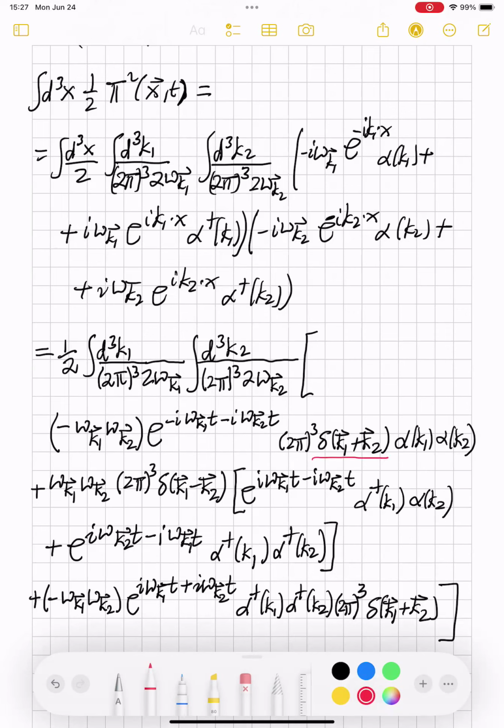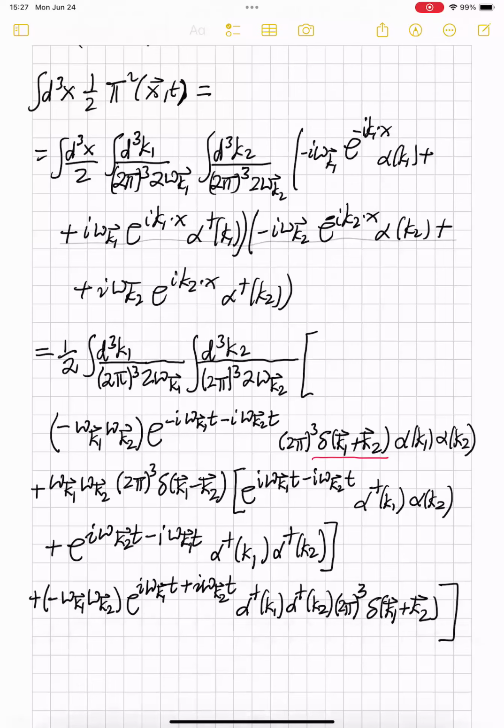This, in fact, I wrote down as delta of K1 minus K2. It should have been delta of K1 plus K2. So just check all of the signs very carefully. But I think that you should know enough to be able to correct all of the signs on your own and to come right on your own.